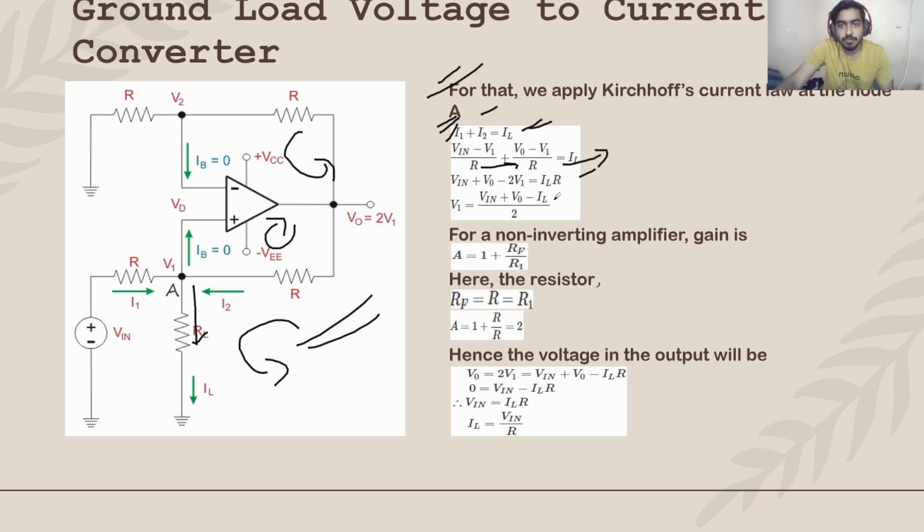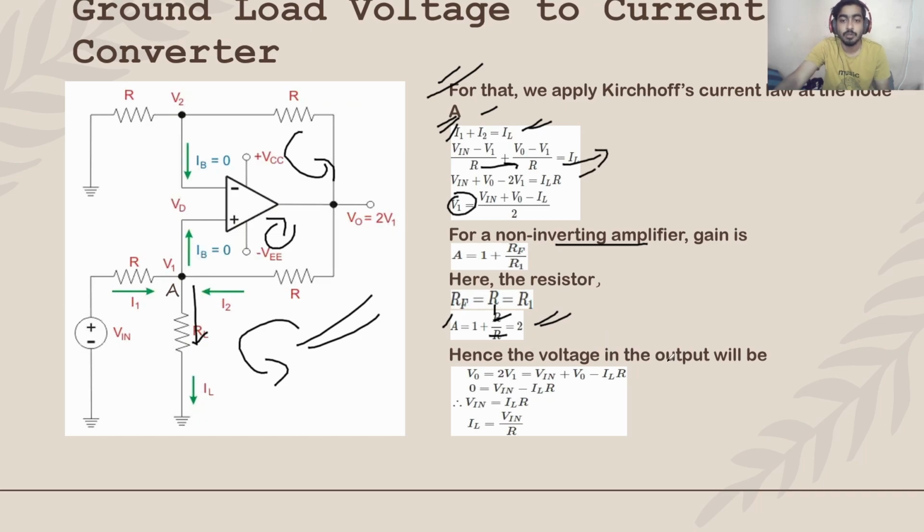From this formula, we can get the value of V1, which is equal to Vn plus V naught minus IL by 2. We know that for a non-inverting amplifier, gain is equal to 1 plus RF by R1, and the resistor RF is equal to R, which is also equal to R1. So we can say A is equal to 1 plus R by R, where R and R get cancelled, and the value is equal to 1 plus 1, which is equal to 2.